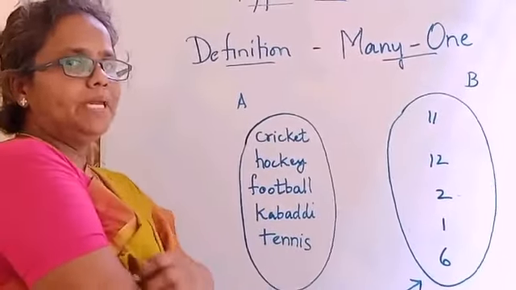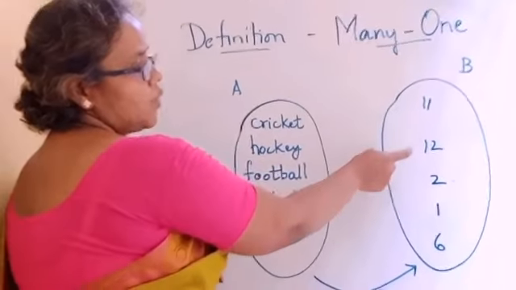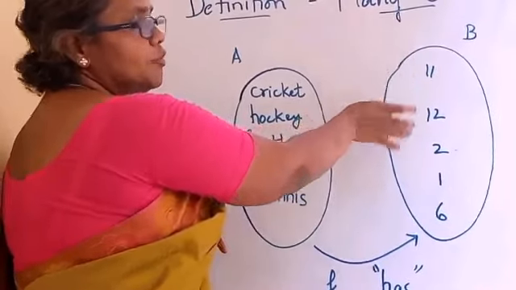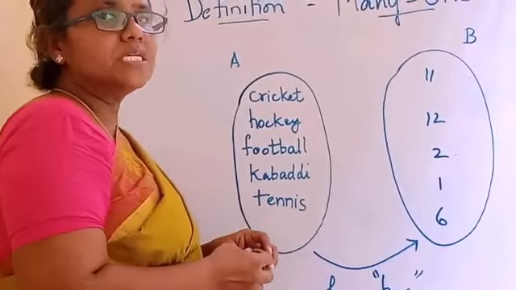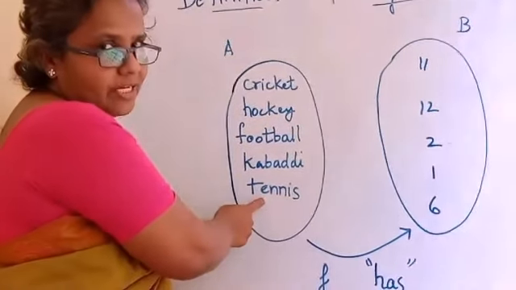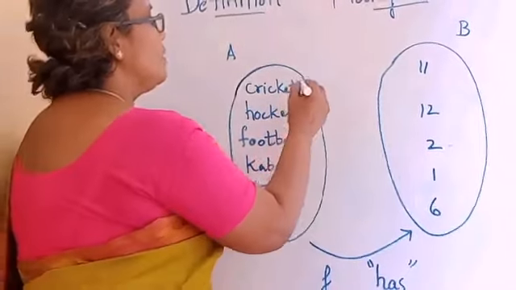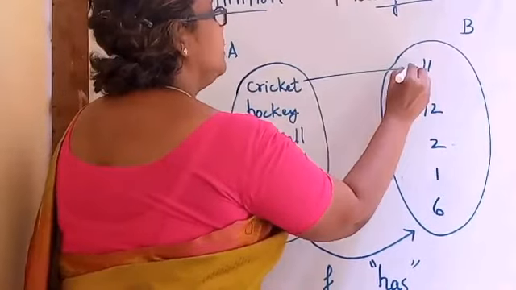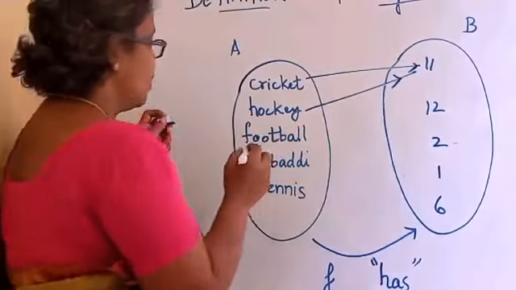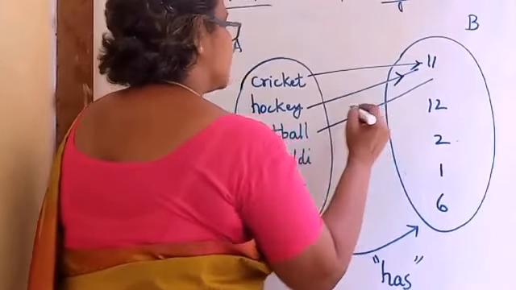Shall we do the mapping between A and B? Once again I would like to tell you what these numerals represent: the number of members present in a team. Tennis specifically I have taken as doubles. So how will we do the mapping? Cricket, how many members are there in a team? 11. Likewise, in hockey also we have 11. Football also we have 11 members.